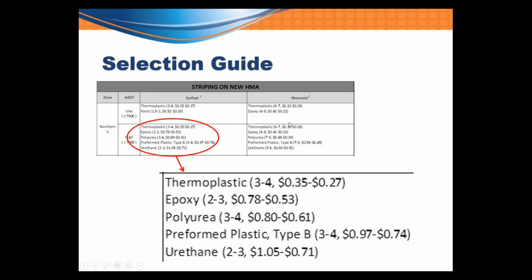So for this particular example, this list shows you the different pavement marking materials that could be used if you were in the northern region of Illinois on a high volume highway. And then the different pavement marking materials are listed in order from top to bottom based on the lowest annualized cost to the highest annualized cost. The numbers you see next to the different pavement marking materials show the anticipated service life of the material and that actual annualized cost data. Also, these costs were based on the installation of a 4-inch wide pavement marking line.